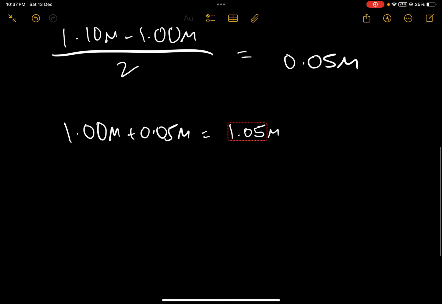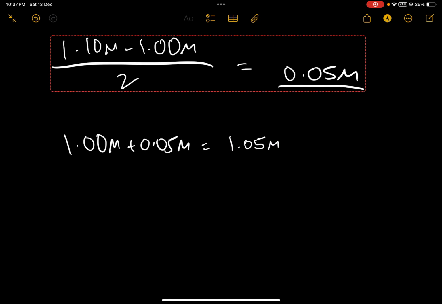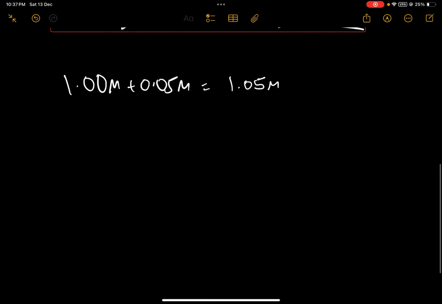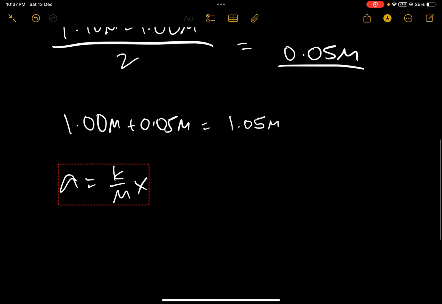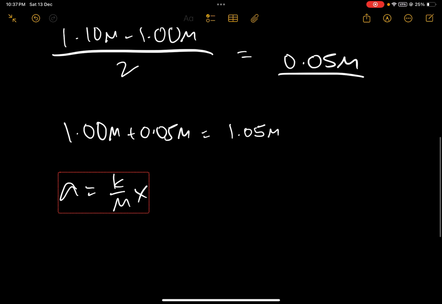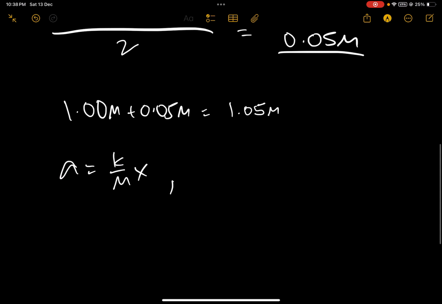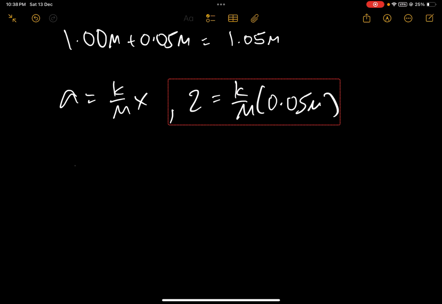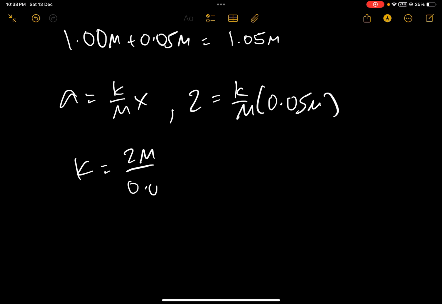This is basically the equilibrium length that the spring extends. And you realize that the formula we had earlier was a equals k over m times x. And we have a as 2 meters per second squared, and we have x as 0.05 meters because that's the length that it goes. So we have 2 equals k over m, times 0.05 meters. And we can now solve for k, where k is now 2m over 0.05.